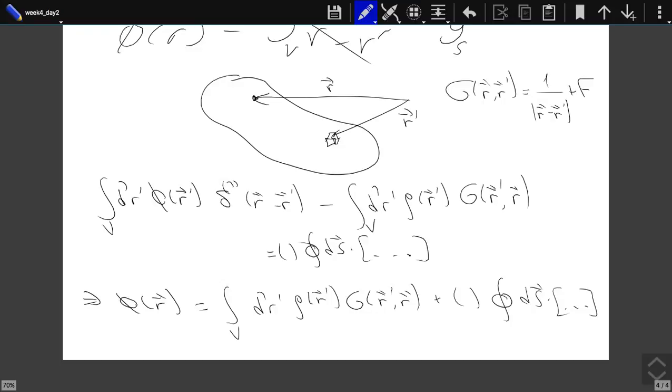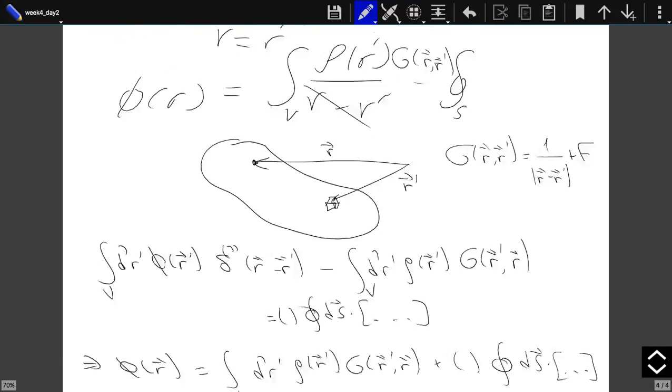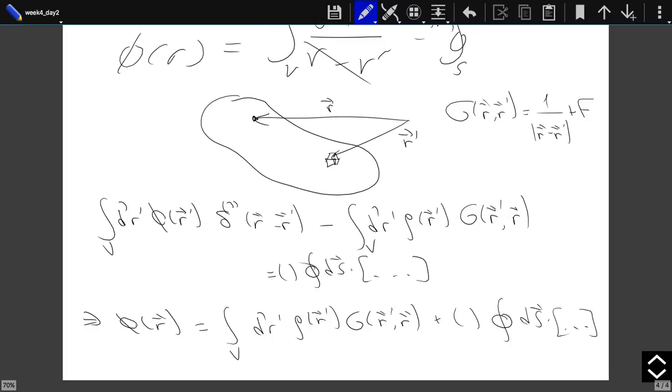We didn't set r prime equal to r. The result of the integral only gives r prime equal to r as some number, but the rest is zero. This is the evaluation of the integral, where our volume also contains r equals r prime. But we are talking about a single point. The rest is fine.